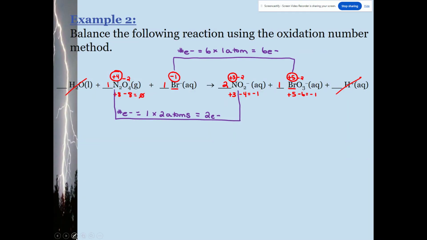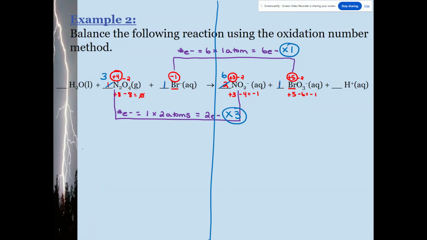Now the first common thing I can get both of these to, I'm going to use blue this time, is 6. So I multiply this half reaction by 3. So 2 times 3, that'll become 6. 1 times 3, that'll become 3. And then my bromine half reaction is just 1s. So the 1 stays a 1, the other one stays a 1. Okay? And now I can balance my hydrogens and oxygens.